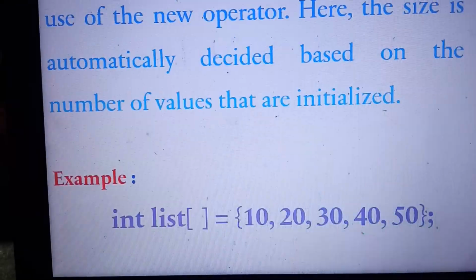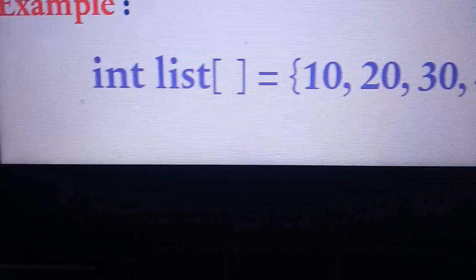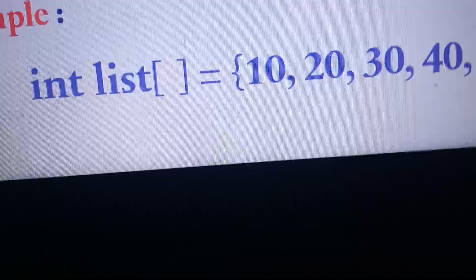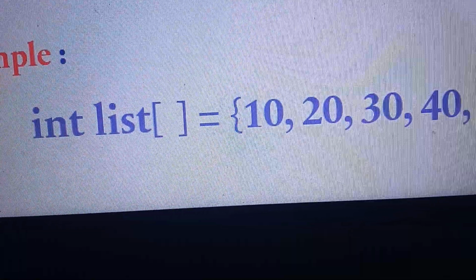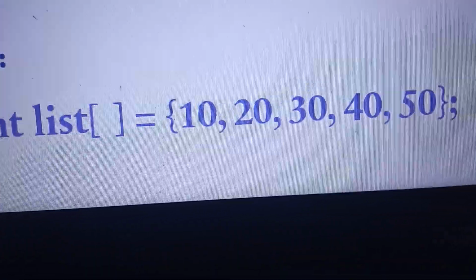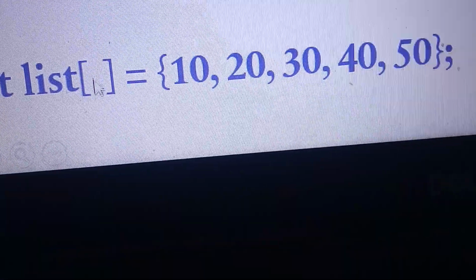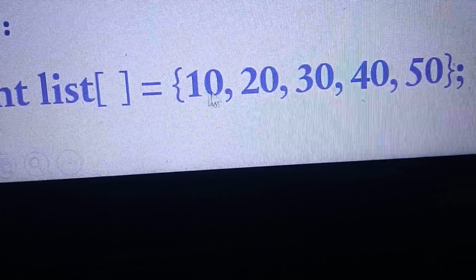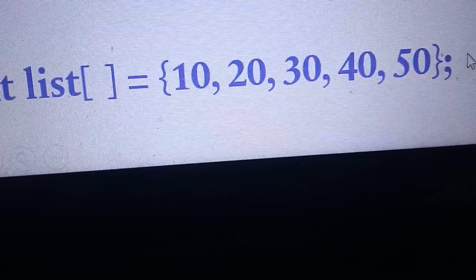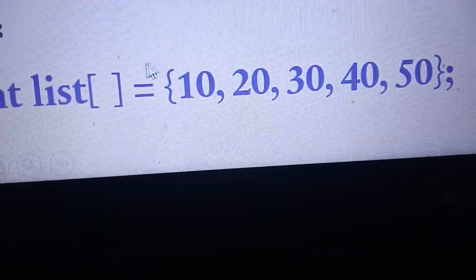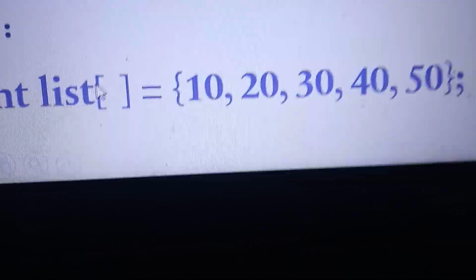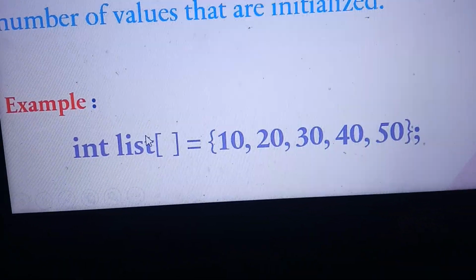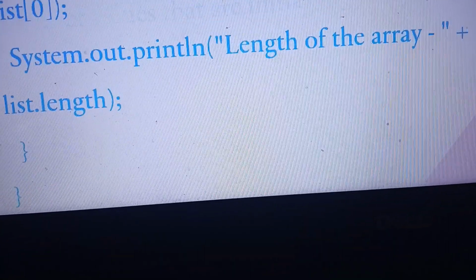Or else, sometimes you may declare the array directly without declaring the size. Please observe this example: int list equal to 10, 20, 30, 40 and 50. Here I am not declaring the size. Based on the declared values, it internally creates the size of the array. Like this we can also declare the values.